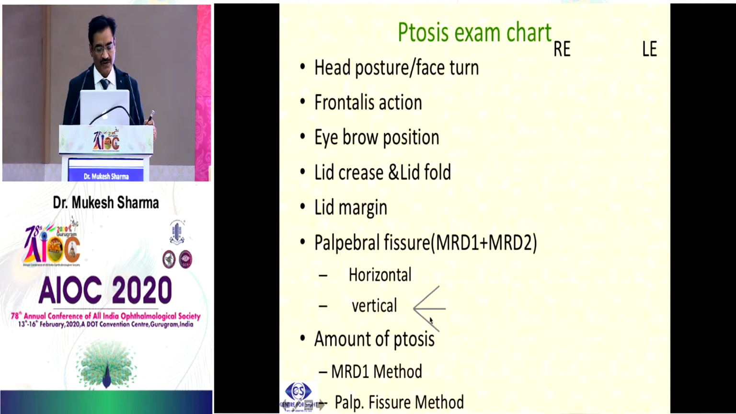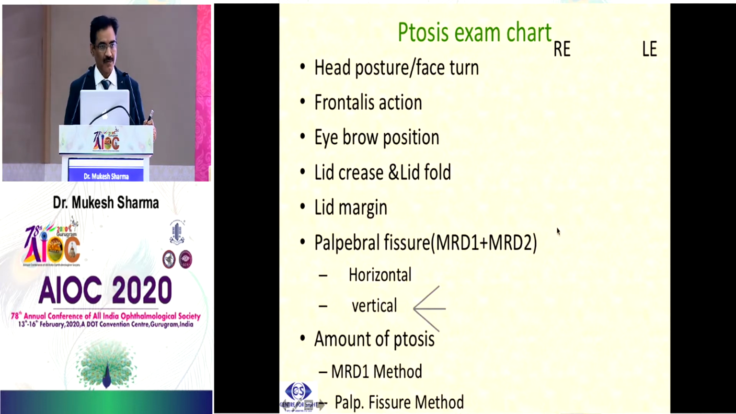So then you calculate your amount of ptosis. How do you calculate it? By two methods. One, by comparing the two eyes' palpebral fissure in primary gaze. Suppose in the right eye you have got 6 mm vertical palpebral fissure in primary gaze, and in the left eye you have 9 mm. So in the right eye you have approximately 3 mm of ptosis. Got it? Similarly, it is done by the MRD1.